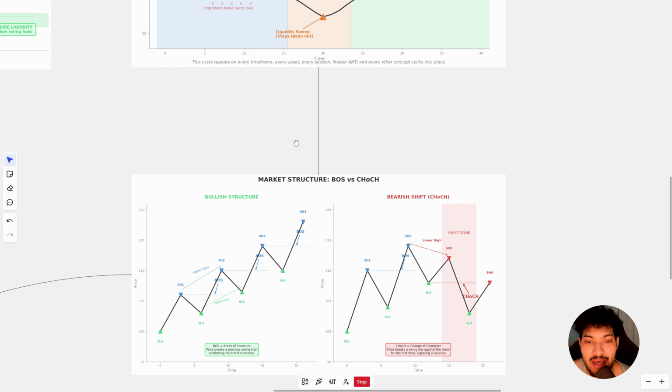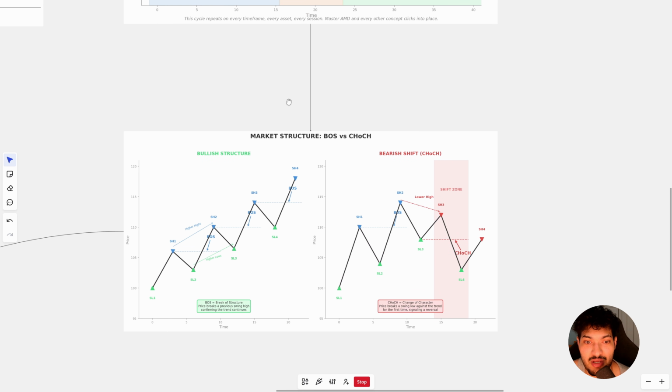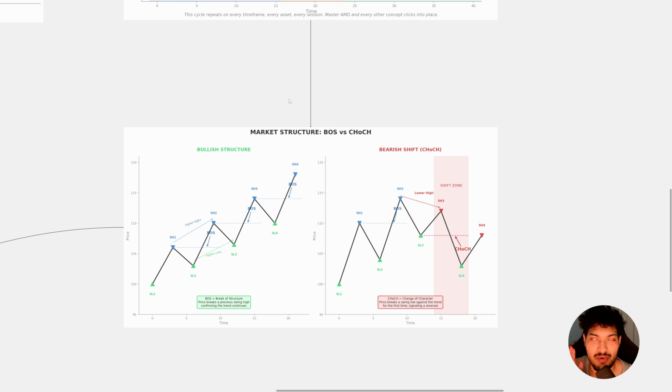This is the whole basis of technical price action and market structure. It is so simple. Well, actually, you need experience on this still, but the way I'm explaining it to you, because I love you guys, it's so simple. It is just breaks of structure and change of characters, okay?